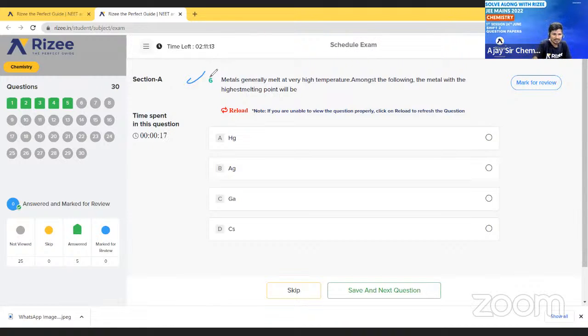See here, metals generally melt at a very high temperature. Yes, this statement is obviously correct. Now, among the following metals, which has the highest melting point? They have given 4 options. We have to find which metal will show the highest melting point. Tell me which metal will show the highest melting point.